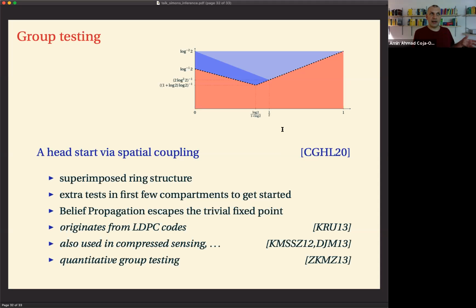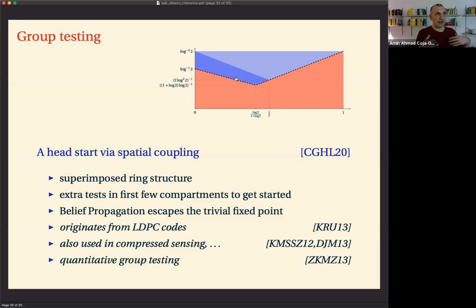Based on this idea, we can actually make this yellow area blue and obtain a group testing algorithm that solves the problem completely. And indeed, even though we didn't set out in the beginning to analyze belief propagation, it turns out that this group testing algorithm that we came up with is precisely belief propagation. It's precisely a variant of belief propagation written down in terms of log likelihood ratios.